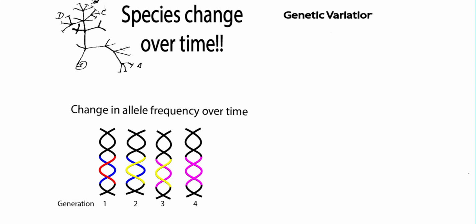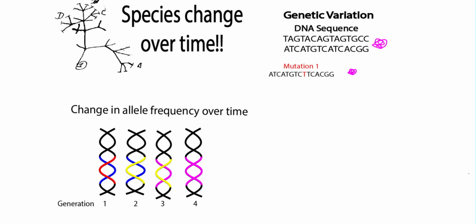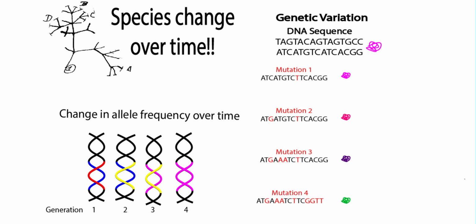Now, evolution acts on what we call genetic variation. That is the number of different alleles within a population that arise through mutations. And mutations is just an alteration to the genetic code, that A, T, C, G sequence of DNA. And a mutation is simply a bad copy or an incorrect copy of the DNA sequence.